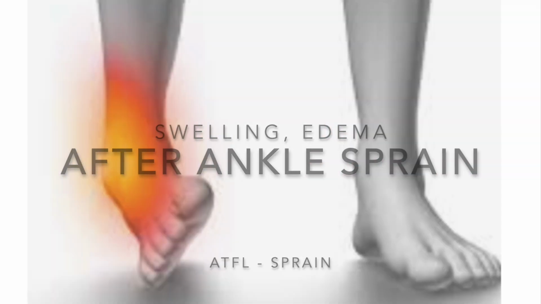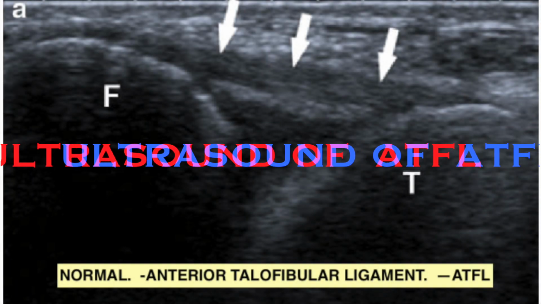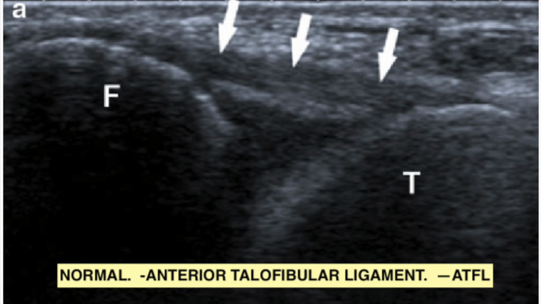So let's see the diagnosis of the anterior talofibular ligament. There are two types of diagnosis. One is ultrasonography and the second is MRI. MRI is more expensive and not available everywhere, or the waiting dates are so long. Ultrasonography is more commonly and easily available everywhere. Let's see in this image, this is an ultrasonographic image of the anterior talofibular ligament in a case of ankle sprain.